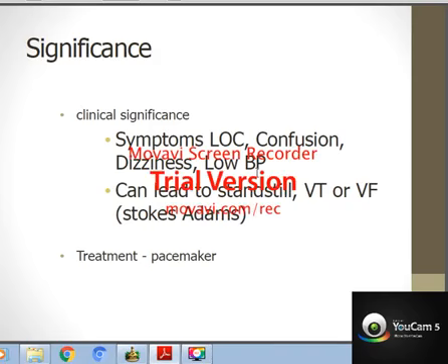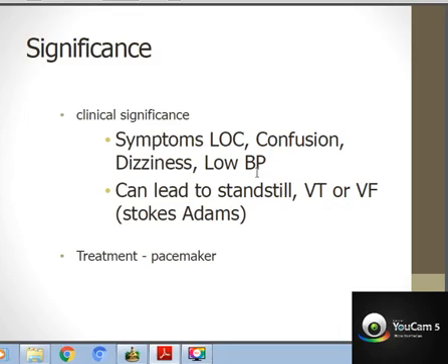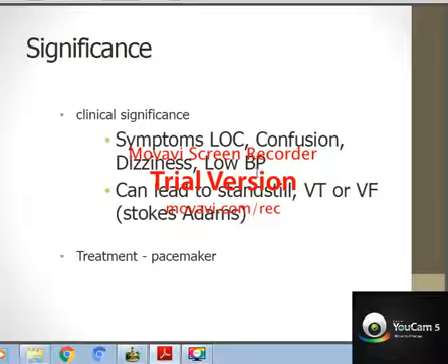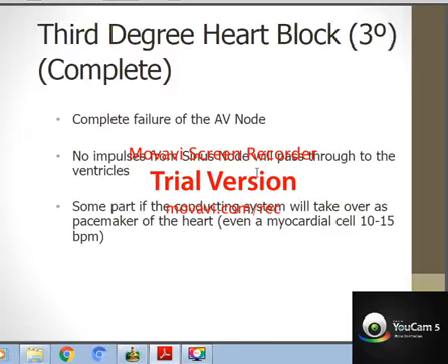So patient may go to ventricular rhythms like ventricular tachycardia or ventricular fibrillation and may end up in cardiac arrest. So what is the treatment? Here you have to put them on a permanent pacemaker. Clear? So this is very important.